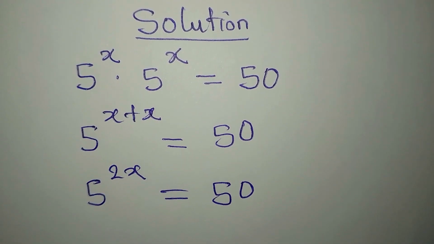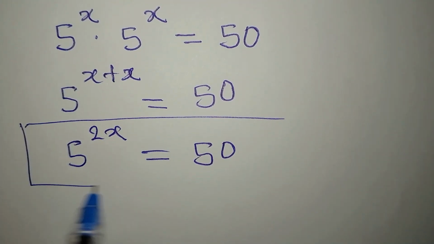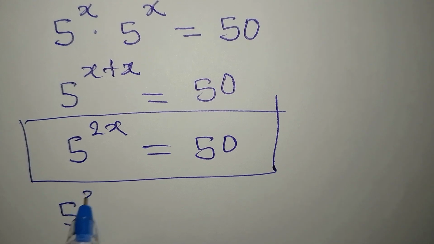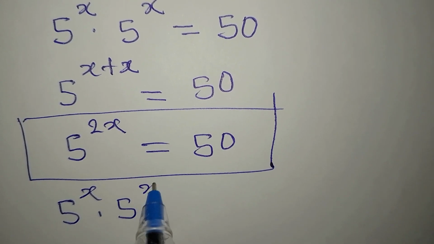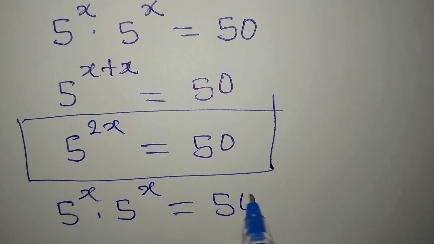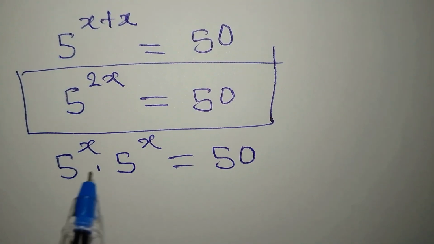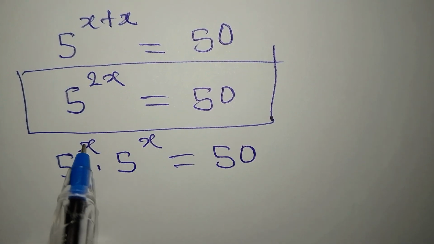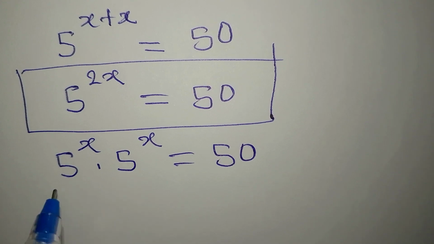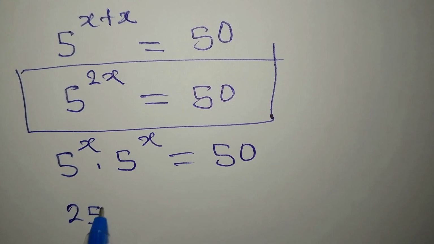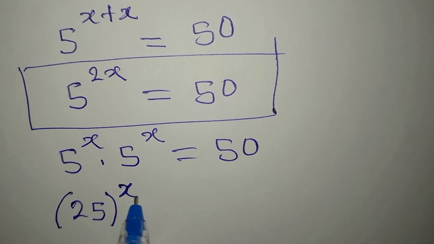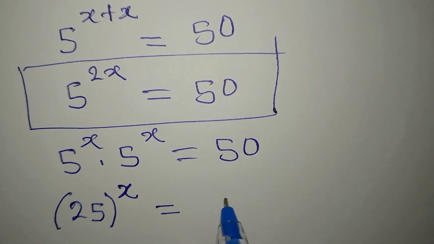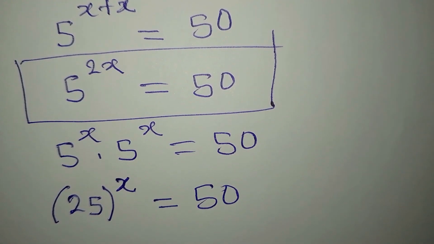Now, there's another way you can deal with this. We can apply another theorem. We still have 5 to the power of x multiplied by 5 to the power of x equals 50. Since we have the same power, we can multiply the bases. 5 times 5 will give us 25, then we'll have the power of x, so 25 to the power of x equals 50. This is another way to go about it.